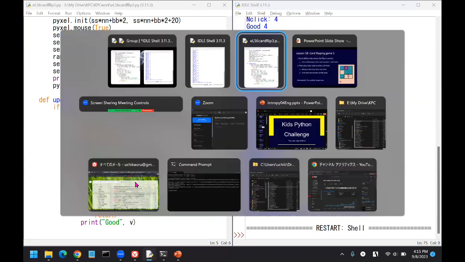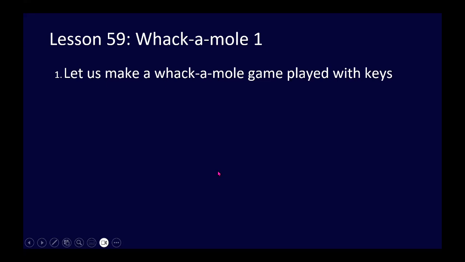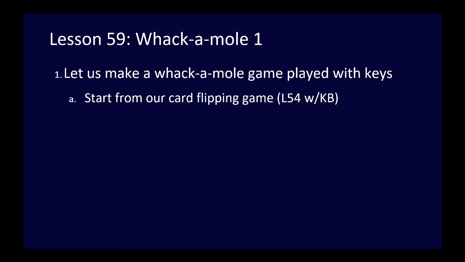Okay, let's move on to today's work. We're going on to the next game, which is whack-a-mole. I hope you know it. You try to hit a mole which appears at a random position. So let us make a whack-a-mole game played with keys. Where shall we start? We start from our card flipping game, which was previously made in lesson 54, I guess. The one we were dealing with was the card flipping game with mouse, so we go back to the keyboard version.